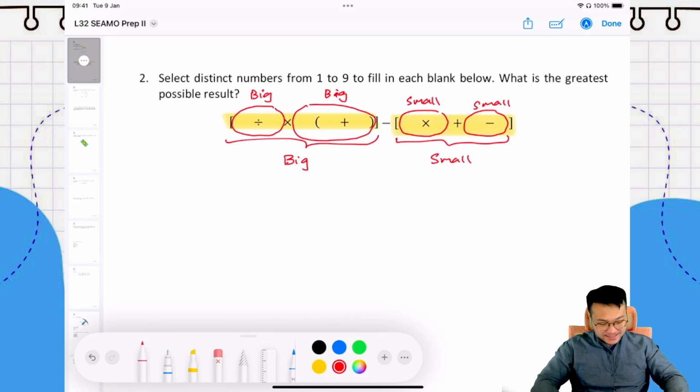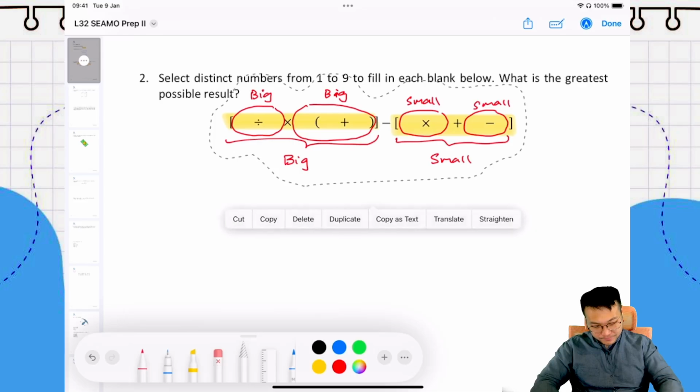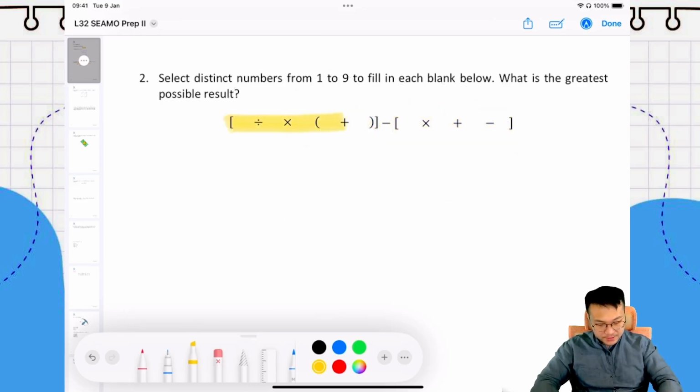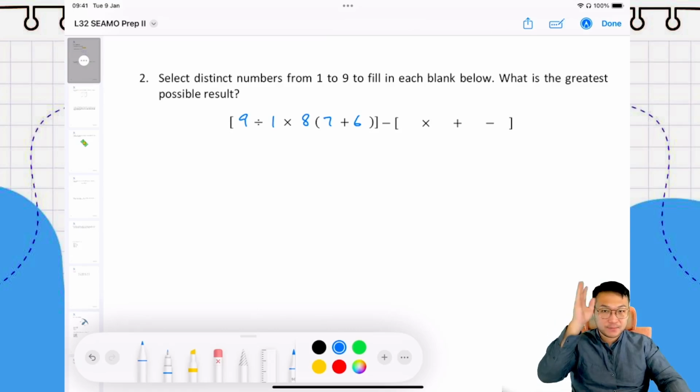Alright everyone, let's take a look. Now, if I want the first bracket to be as big as possible, then of course I'm going to save my bigger numbers for the first bracket. But when you see a division sign here, you realize that you will never want to divide by something which is big. You'll want to divide by a very small number. So let's just say divided by 1. Okay, then we take 9 divided by 1, we'll still get 9. Then we use the other big numbers here. You see? We use all the other big numbers here so that the answer can be as big as possible.